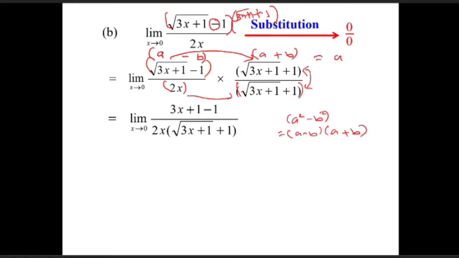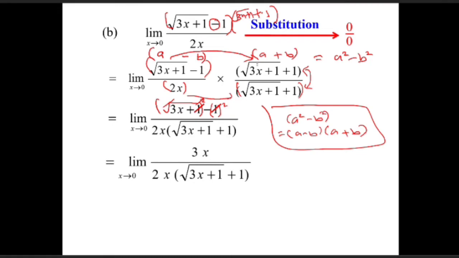So you can use the formula of a squared minus b squared and simply just replace a with square root of 3x plus 1 and then square it, and b is 1. So 1 squared. You can simplify this. Square root meets square, and 1 square is just 1. Simplify that, and you're left with 3x at the numerator. Remember, do not expand the denominator for this question.